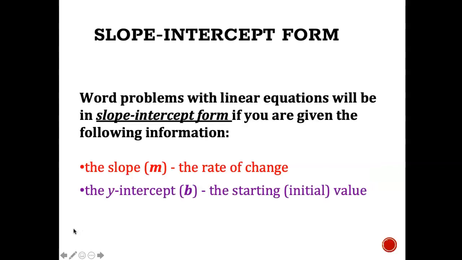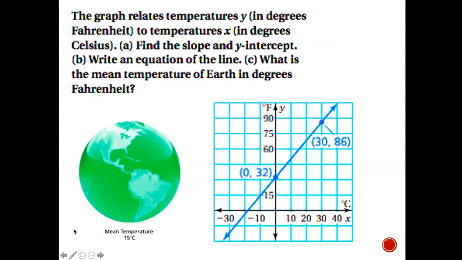Just a reminder, we are still writing our equation in the slope-intercept form. Our slope represents the rate of change and the y-intercept is the initial or starting value. For our examples, we will be looking at graphs and not so much the word problems anymore.